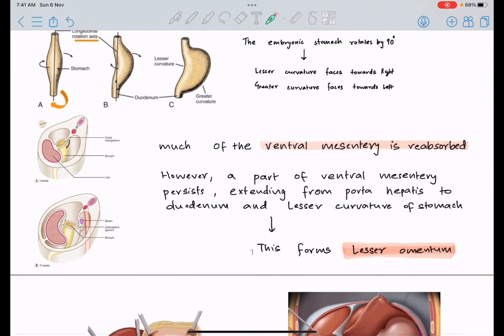So much of the ventral mesentery is reabsorbed. However, a part of the ventral mesentery persists, which extends from the porta hepatis to the duodenum and the lesser curvature of the stomach, and this part of the ventral mesentery which persists is actually called the lesser omentum.